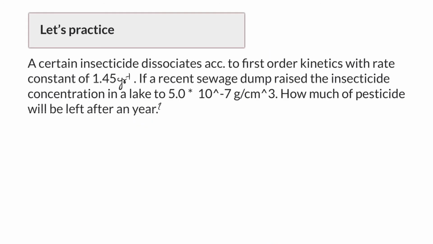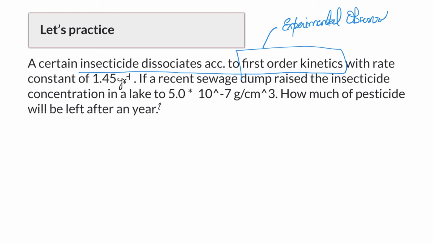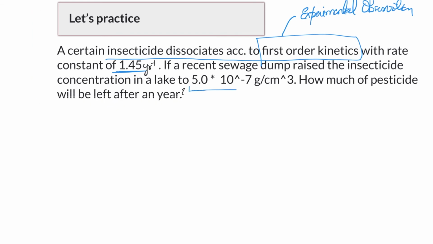So here's a question. A certain insecticide dissociates according to the first order kinetics. How do we know it's first order? I hope you remember the rate law. We derive it via experimental observation. It will not occur or be calculated, you will have to derive it. Okay, so with the rate constant, this is the value of k, that's per year. If a decent sewage dump raises the insecticide concentration to 5.0 into 10 to the power minus 7, that is your a naught. How much of pesticide will be left after a year, right? So in year, that is the t.